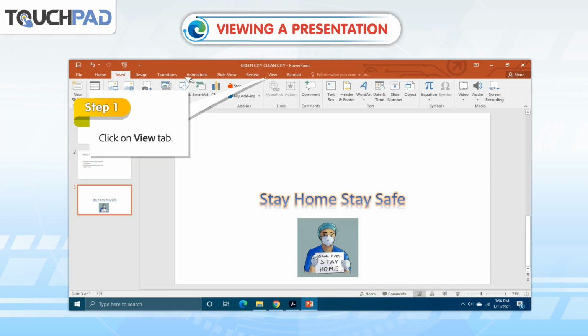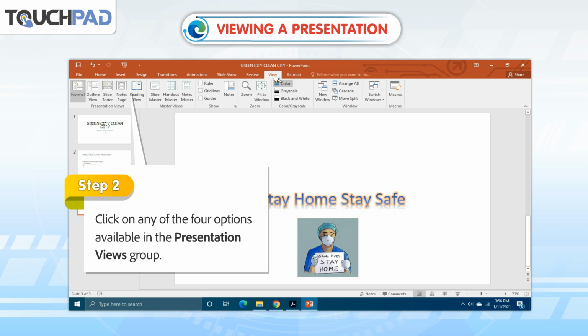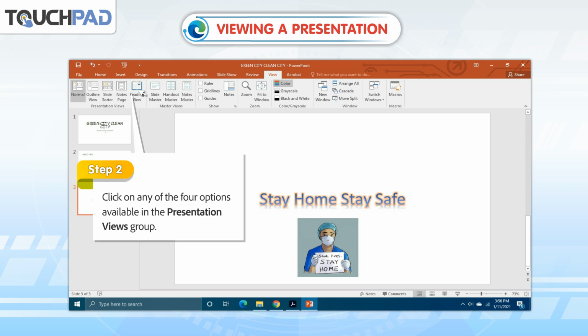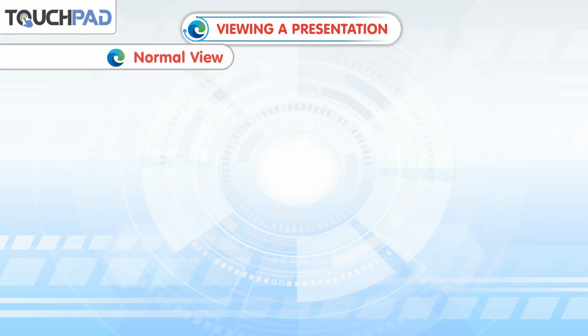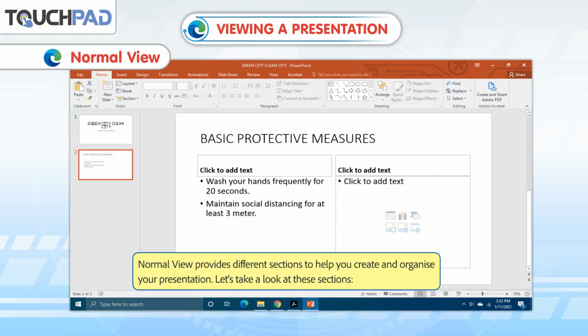Step 1. Click on View tab. Step 2. Click on any of the 4 options available in the Presentation Views group. Normal View. Normal View provides different sections to help you create and organize your presentation. Let's take a look at these sections.